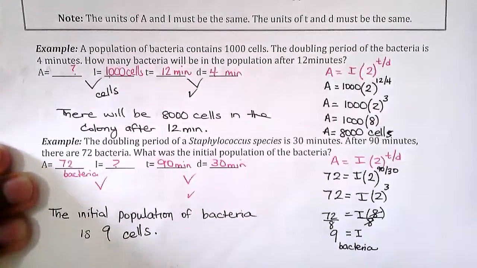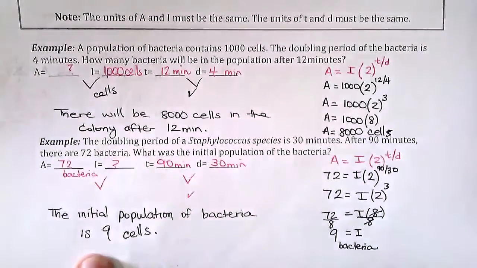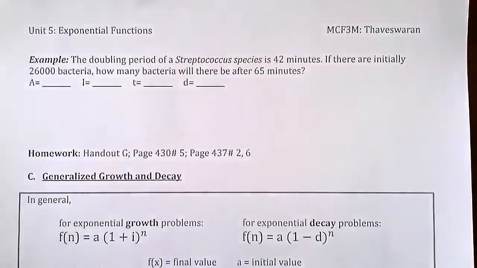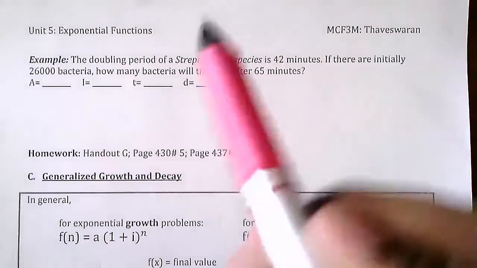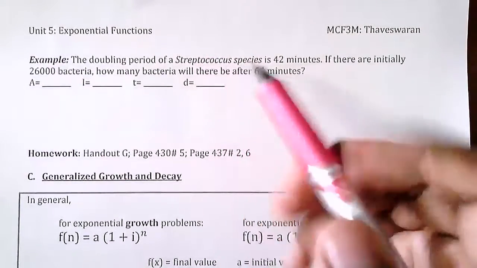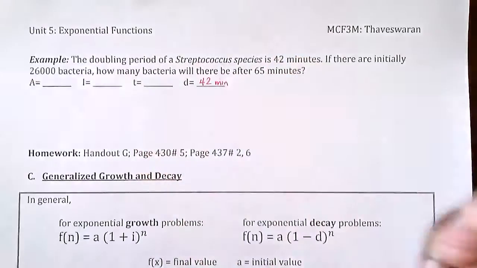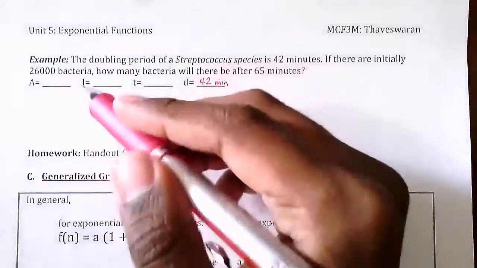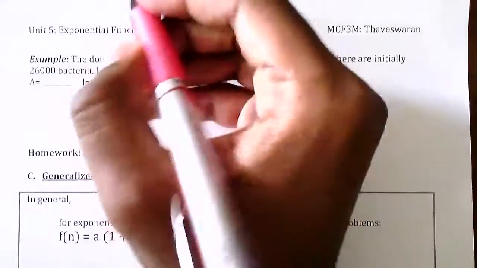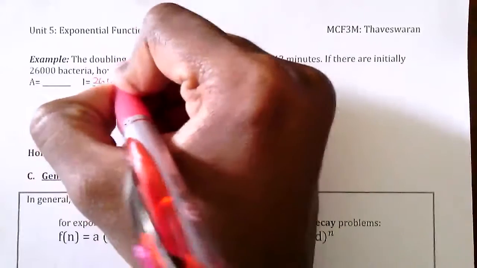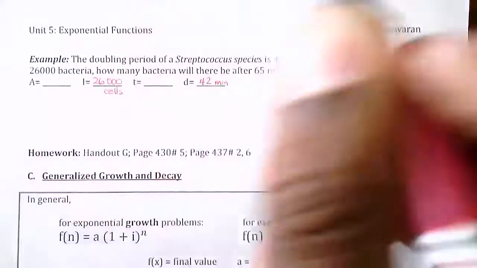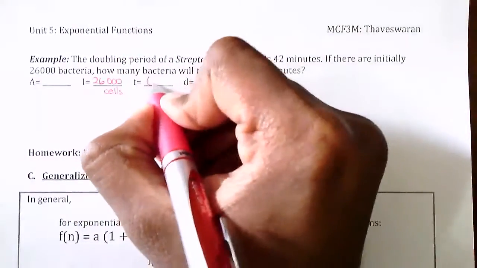Good. We'll do one more example. So just give me 2 seconds as I switch to the next sheet. So the last question we have here, again, let's read through it, write down all our information. The doubling period of a Streptococcus species is 42 minutes. So let's write that in. 42 minutes is the doubling period. If there are initially 26,000 bacteria, so that's our initial amount, 26,000 cells or bacteria, how many bacteria will there be after T 65 minutes?